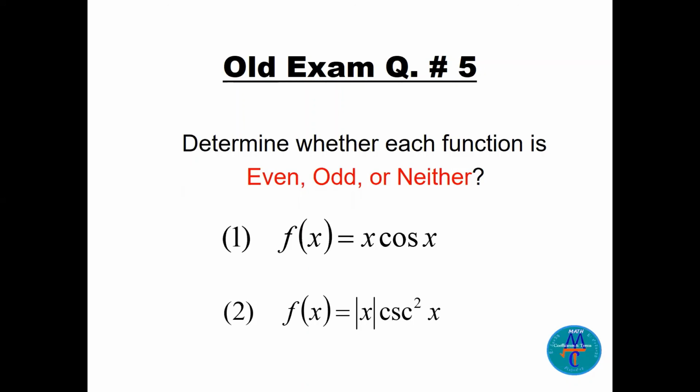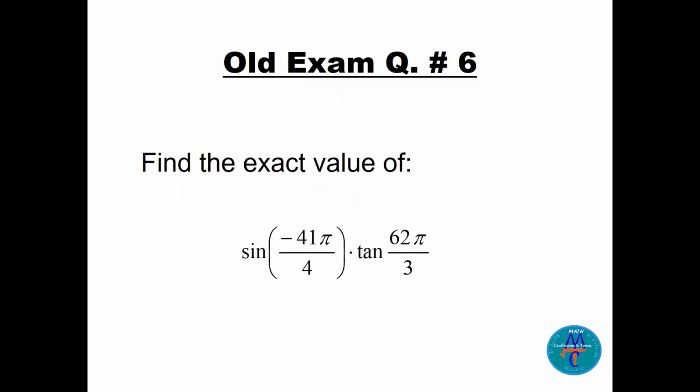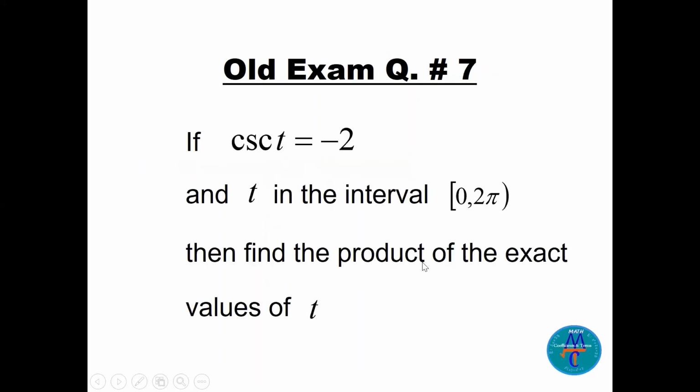Determine which function is even, odd, or neither. We have two functions there, 1 and 2. And then find the exact value of this: sine minus 41 pi over 4 times tan 62 pi over 3. This is really a nice question. In both here, we have to find coterminal, then the reference, then the values.